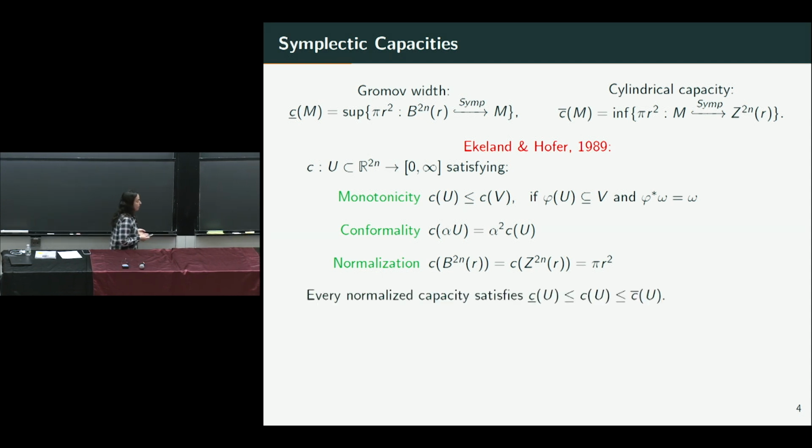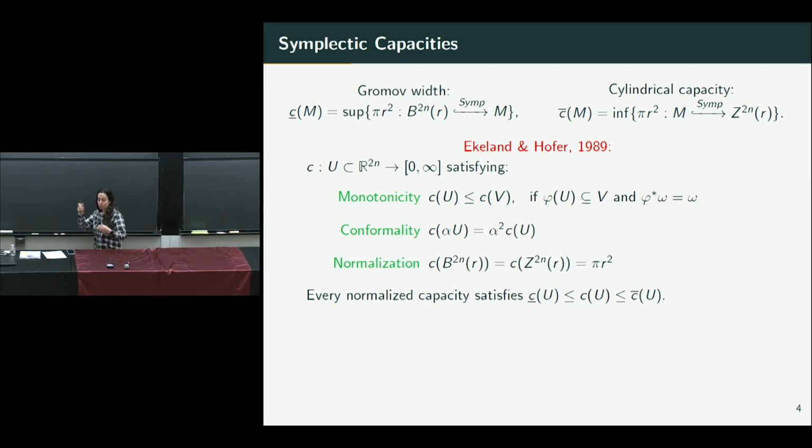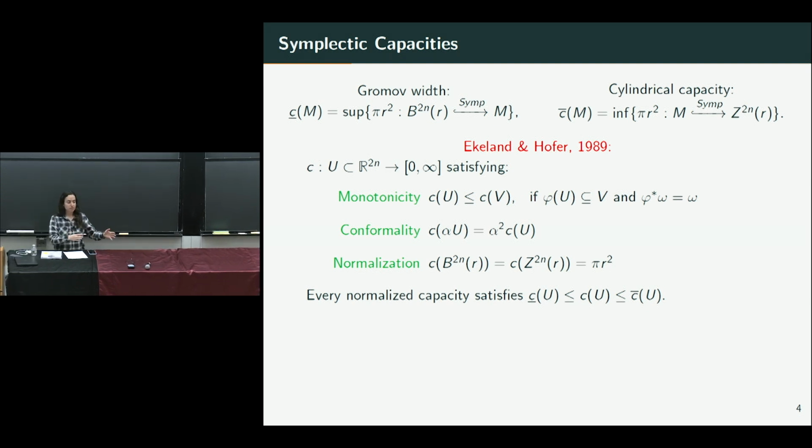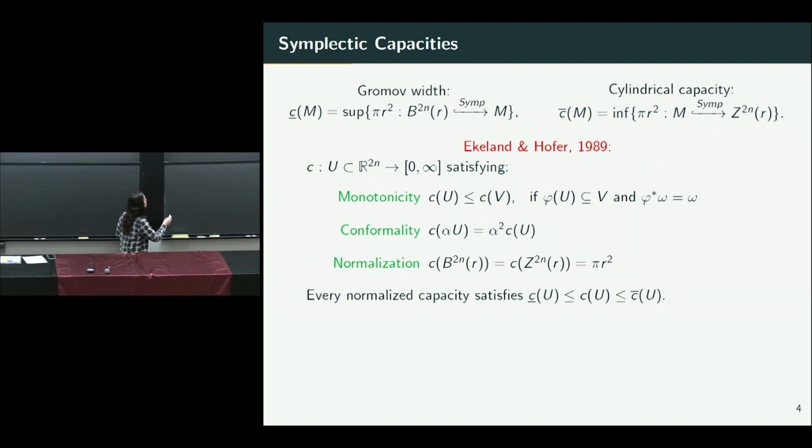Okay, and from the monotonicity definition, we immediately get that the Gromov width is the smallest capacity there is, and the cylindrical capacity would be the largest capacity one could get. So every capacity is between these two. And maybe let's do an example.